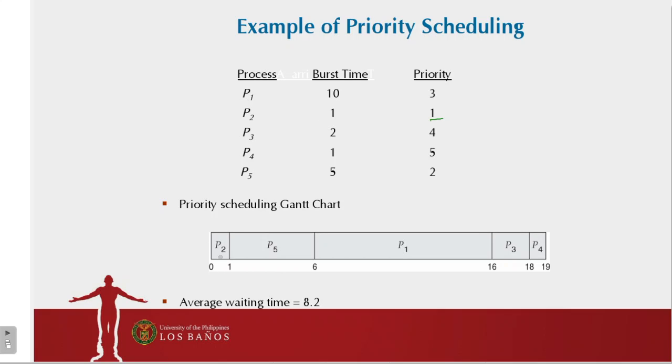So first we have P2, which is the first to execute. It consumes 1 burst time. Then we look at the next priority number, which is 2, and it will take 5 time units to complete. And then next is P1, because its priority is 3. So we have this schedule, and so on and so forth. And we will see that the average waiting time is 8.2 time units.